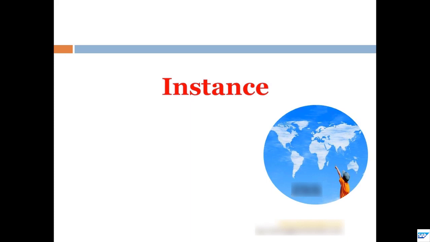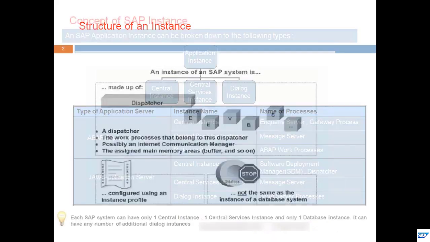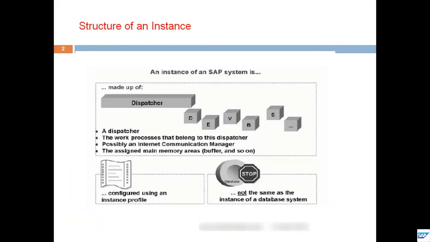Now if you see in this slide, structure of an instance. An instance is an administrative unit that combines SAP system components providing one or more services. The services provided by an instance are started or stopped together. So each instance has its own buffer areas.